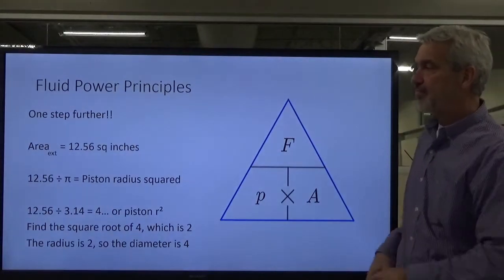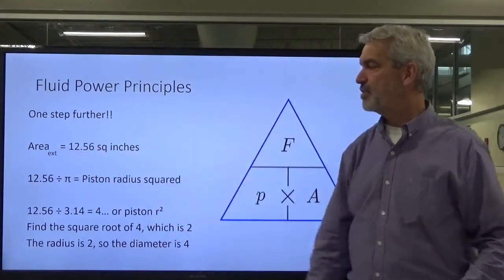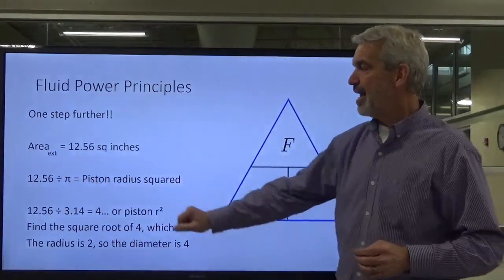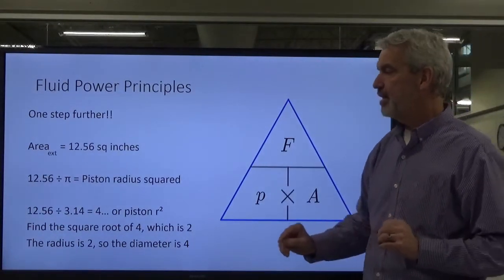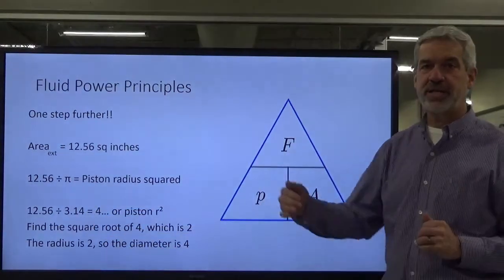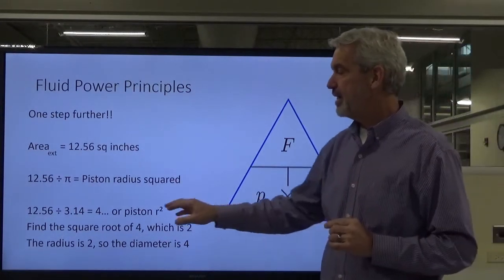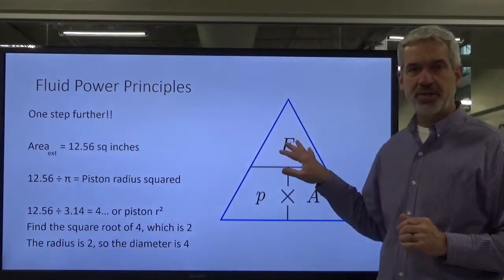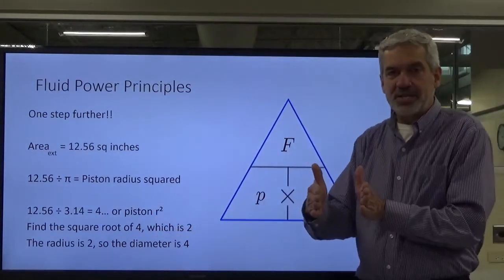So in order to do that, okay, again, the extend side area of the piston is 12.56. We divide that by our pi, which is 3.14, okay? And that will give us the piston radius squared, okay? Can't stop there though, all right? So we divide 12.56 by 3.14, and we wind up with a piston radius squared equal to 4, all right? Now, we have to take that radius squared and find the square root of that radius. So the square root of 4, and I showed you how to do that on your calculator, the square root of 4 is going to be 2. That is our radius, okay?